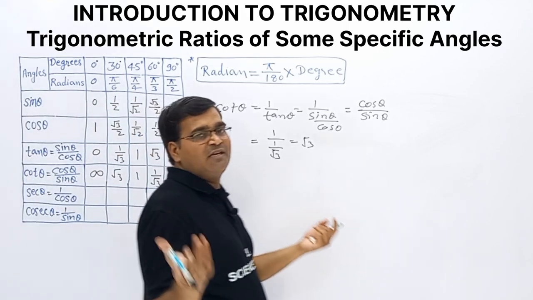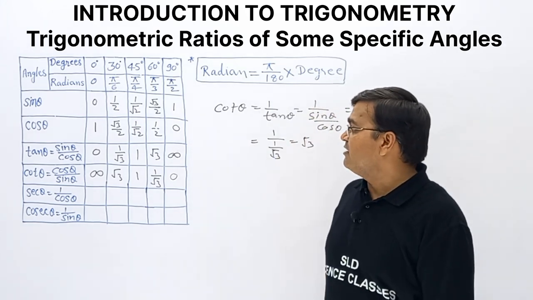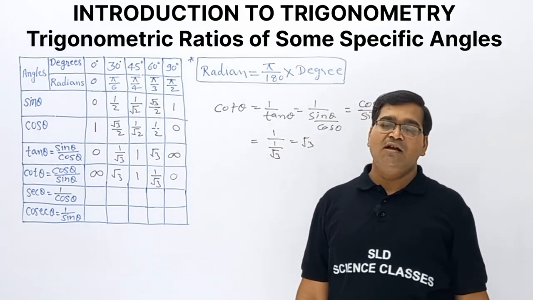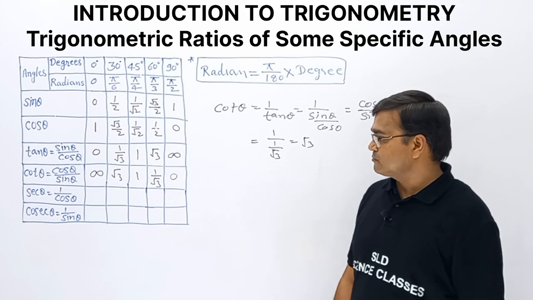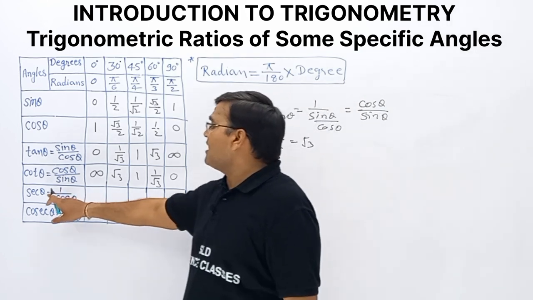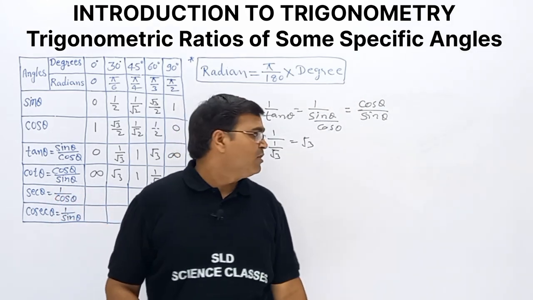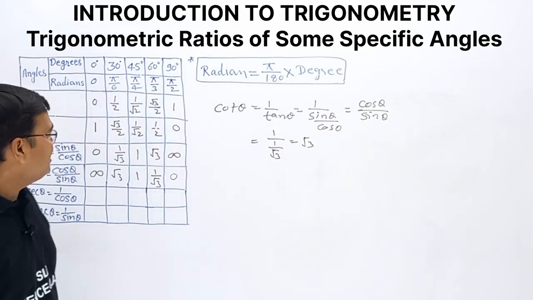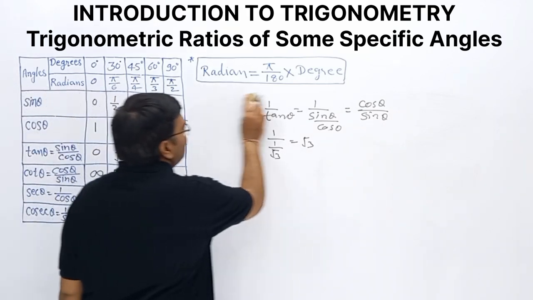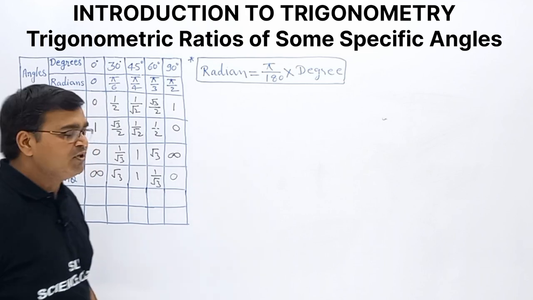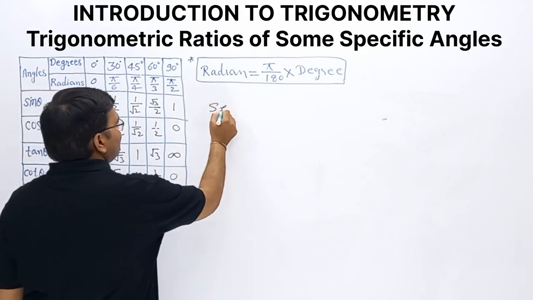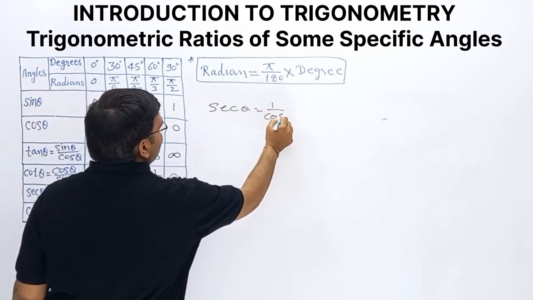Now only two trigonometry ratios are remaining. What are they? Sec theta and cosec theta. How will we obtain these values? Easy. Sec theta is the reciprocal of cos theta. What is sec theta? Sec theta is the reciprocal of cos theta. Observe. Sec theta equal to 1 upon cos theta.